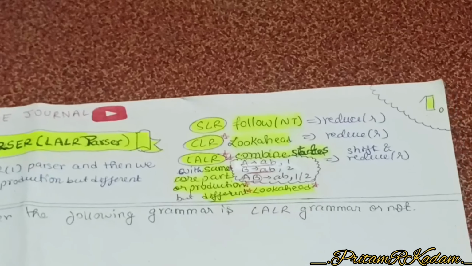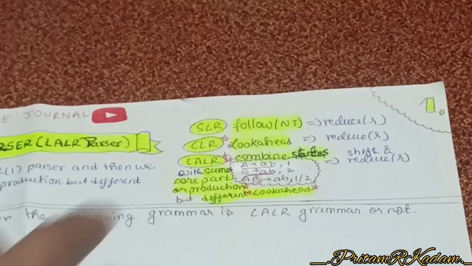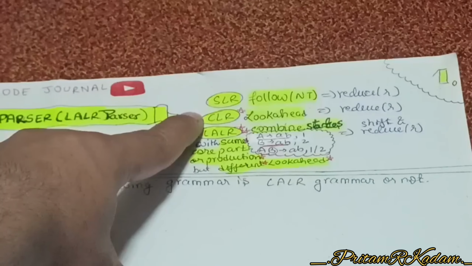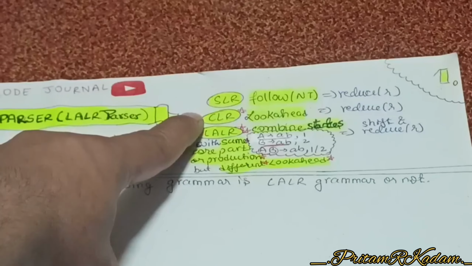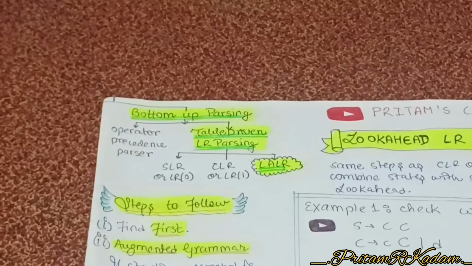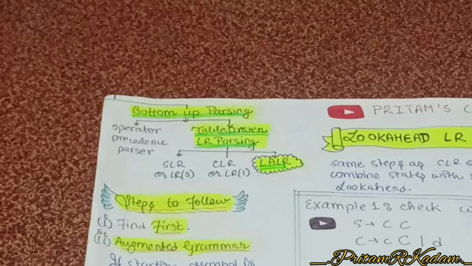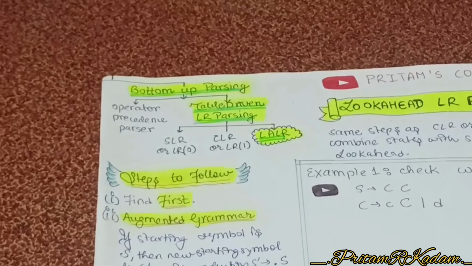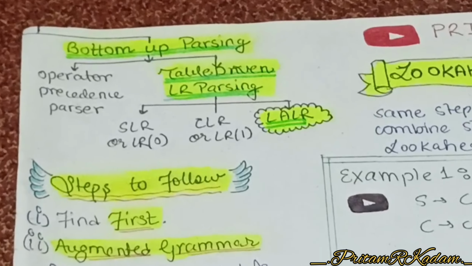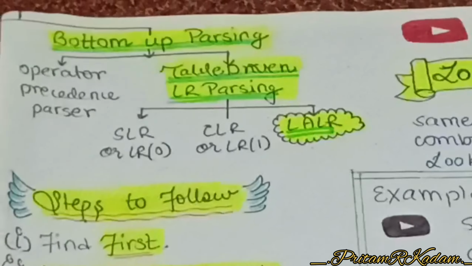In this video we will see the LALR parser, that is the LookAhead LR parser. We have done the SLR and CLR in the previous two videos. Now we know that LALR is at the bottom of parsing under the table driven LR parsing. So what are the steps to follow for solving the LALR?